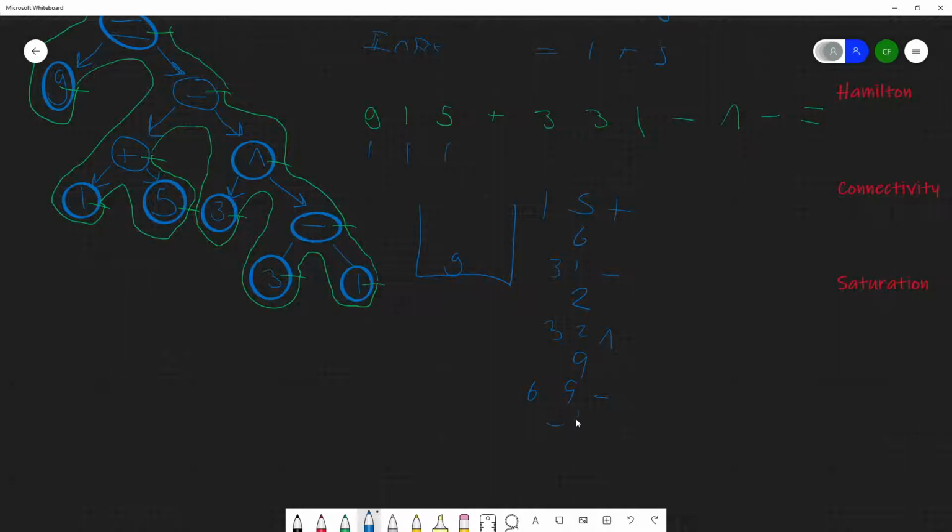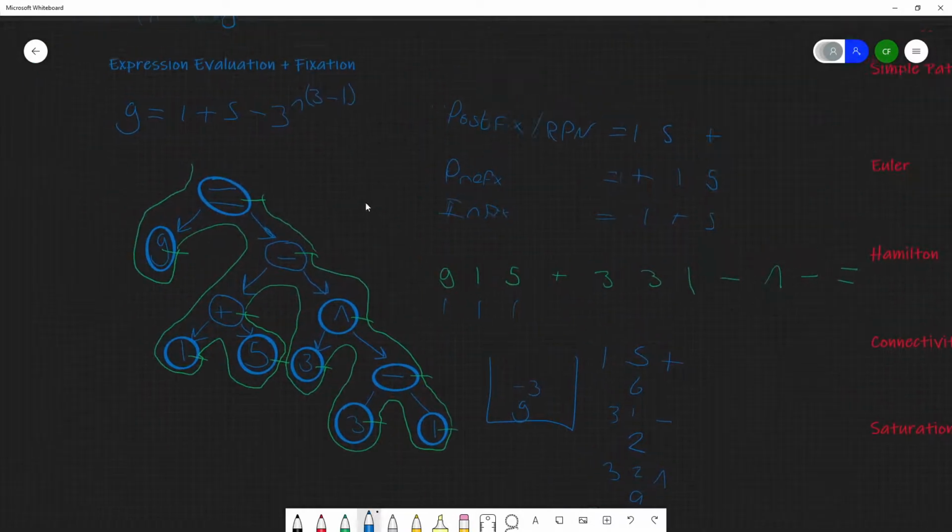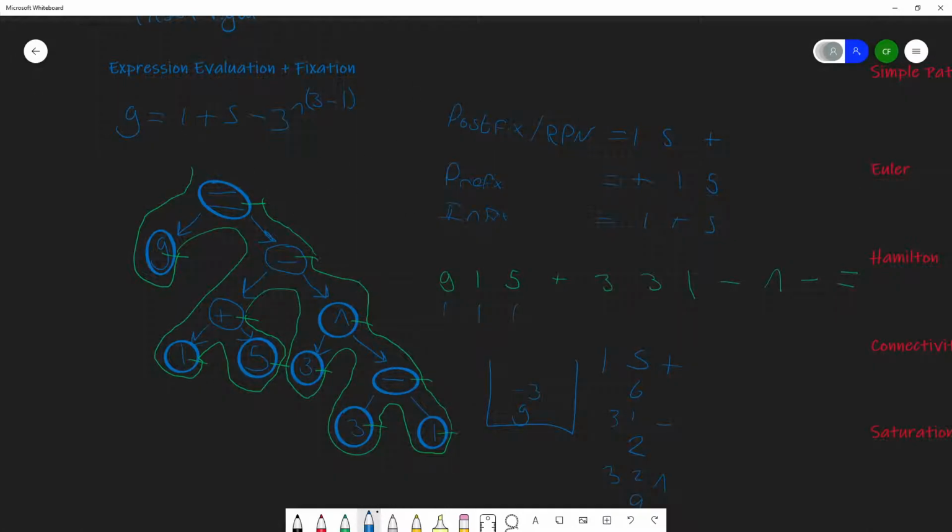This is negative 3. Negative 3 goes on the stack. And then equals negative 3g. So now g is equal to negative 3. Through this, we actually have a set algorithm for figuring out what the result and evaluation of an expression is.